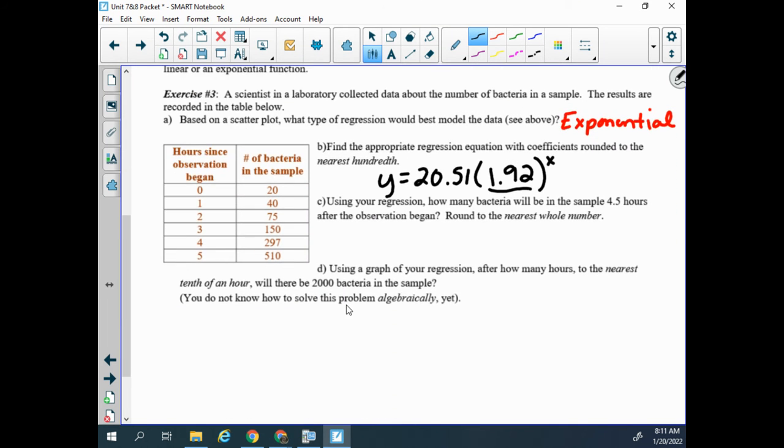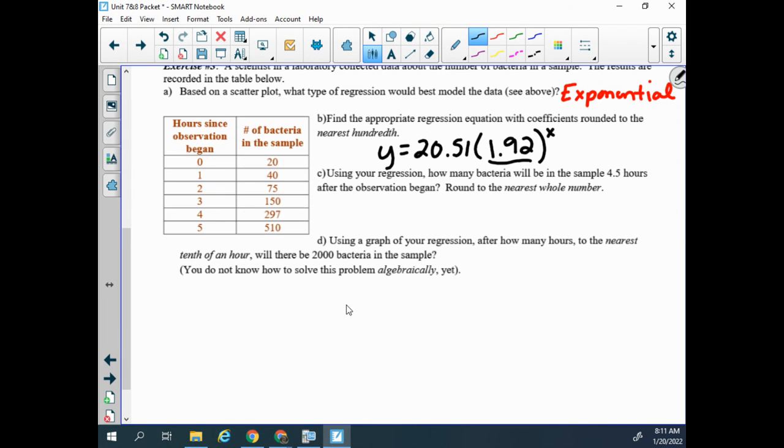Going back to the problem, we are going to make some predictions. It says using your regression. So this is that equation of best fit. How many bacteria will be in the sample 4.5 hours after the observation began? So the first thing I need to decide is what to do with that 4.5. And 4.5 would fall in the x values. And I'm looking for the y value, which means that x here they've given me as 4.5.